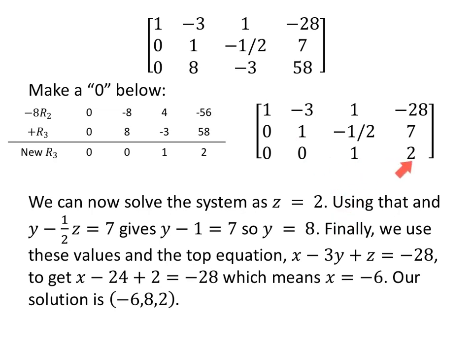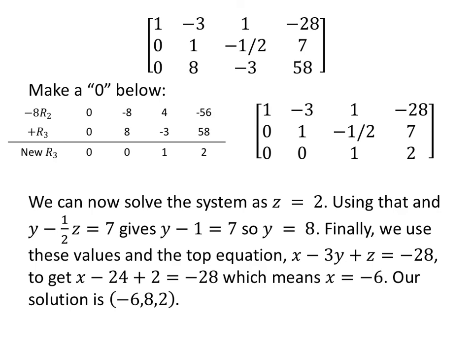Now we know that z equals 2. We know that y minus 1 half z equals 7. So half of 2 is 1. Y must be 8. X minus 3y plus z equals negative 28. Substitute our values. We get x equals negative 6. Our solution, negative 6, 8, 2.